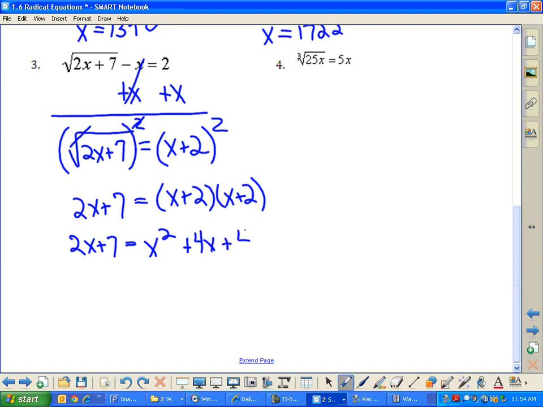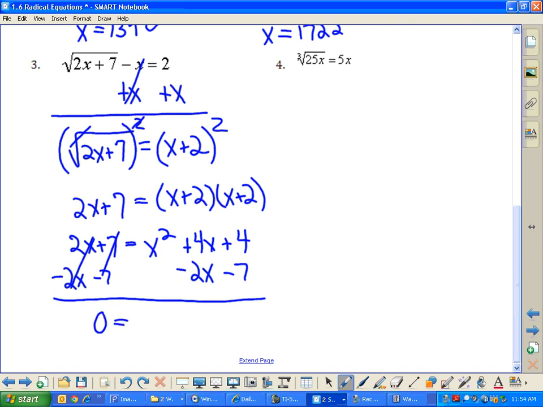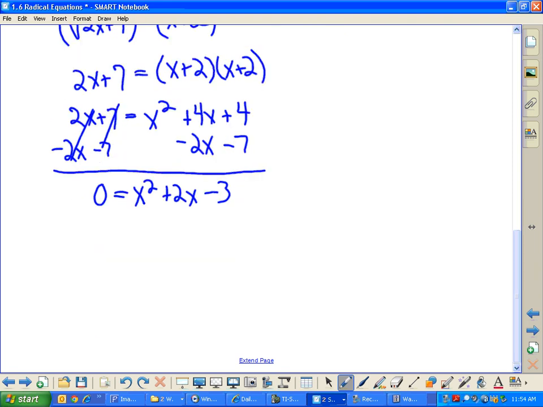plus 4. And then I'm going to get one side equal to 0 because I really can't solve a quadratic with factoring unless I do that. And that's usually my choice method because it's the fastest. So I have 0 on one side, and on the other side, I have x squared plus 2x minus 3. And then I got to think to myself, what are factors of negative 3 that make 2? Factors of negative 3 that make positive 2 are just positive 3 and negative 1.